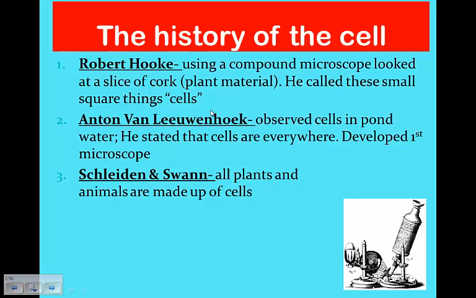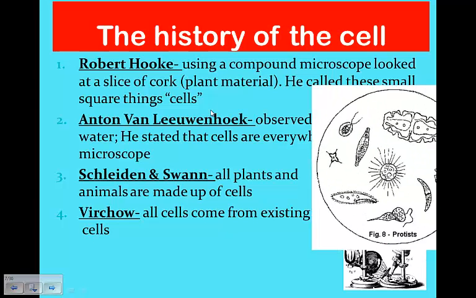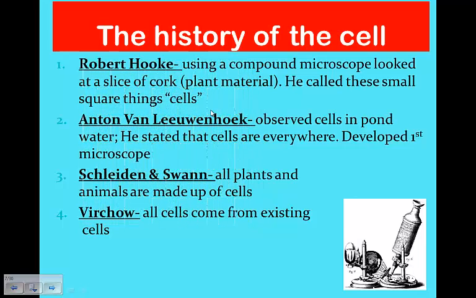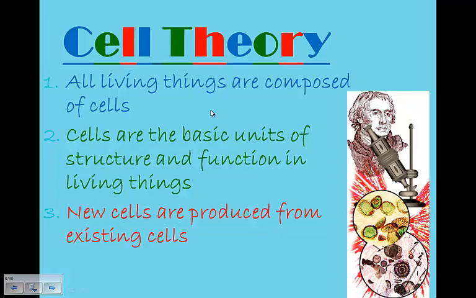Their discovery showed that all plants and animals are made up of cells, and Virchow showed that all cells come from pre-existing cells. These scientists collaboratively, their information all led to what we now call the cell theory. And our cell theory comes in three parts.